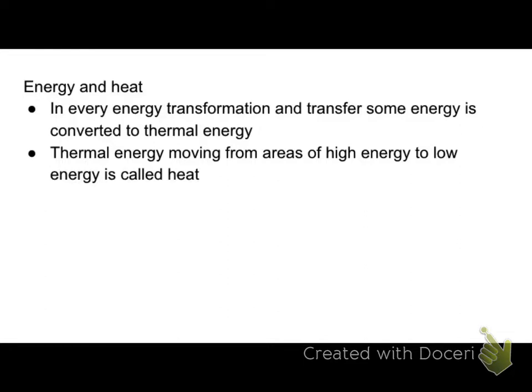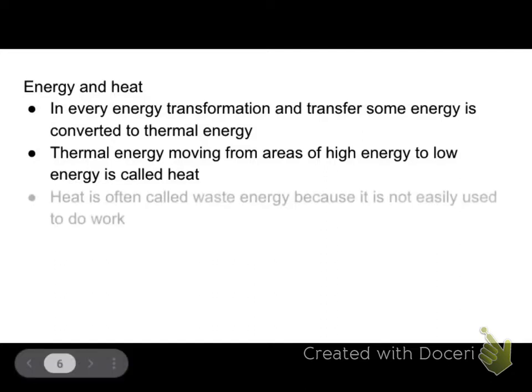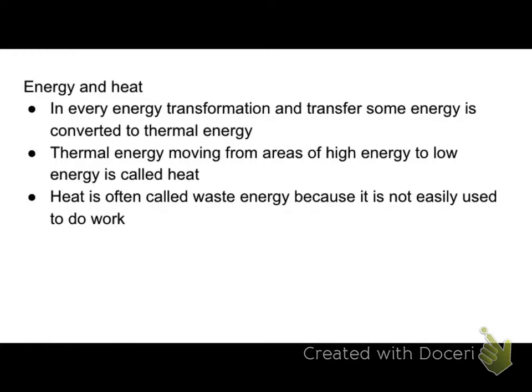So when you put your hand on the cold desk and you feel thermal energy travel from your hand to the desk, we describe that as heat moving from your hand to the desk. Okay? Heat is often called waste energy, or it's often called being lost as heat.